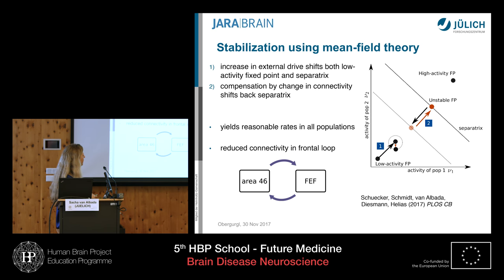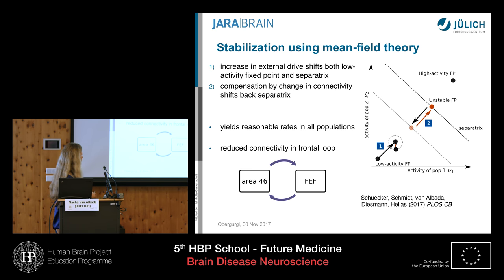When we increase the external drive, then the low activity fixed point becomes better, is improved, but at the same time, the separatrix moves closer to it, so that smaller fluctuations already bring the activity to the high activity state. And what this mean field-based method does is to move the separatrix back to its original position, and it only slightly reduces the activity of the low activity state again, and we still have reasonable activity.